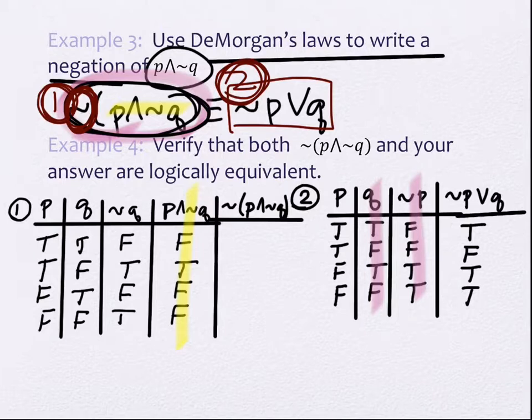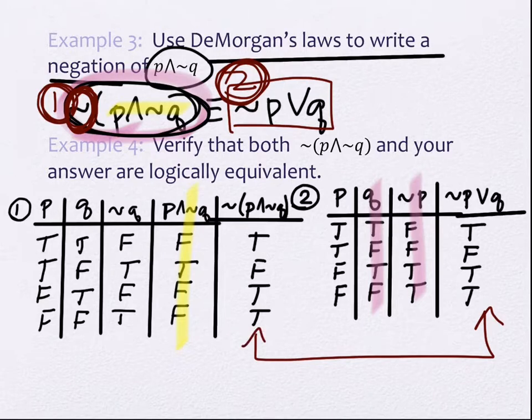So on the first row where it says false, I should be getting a true. The second row says true, I'm getting false. The third row says false, so it's true, and the same thing for the fourth row. So what do you notice? There we go. These two are the same when we're done.